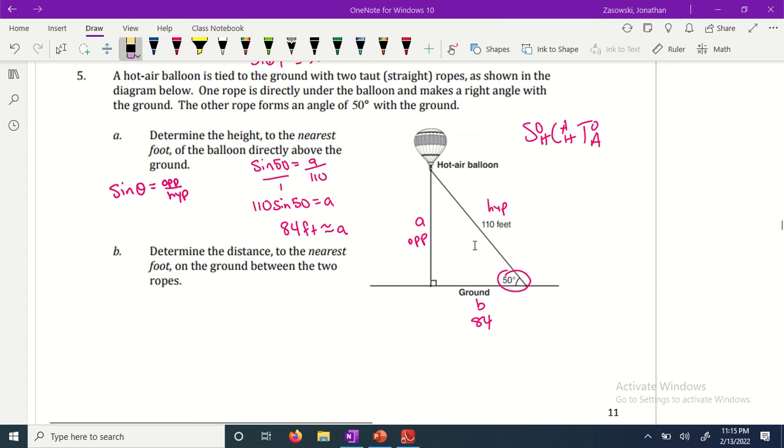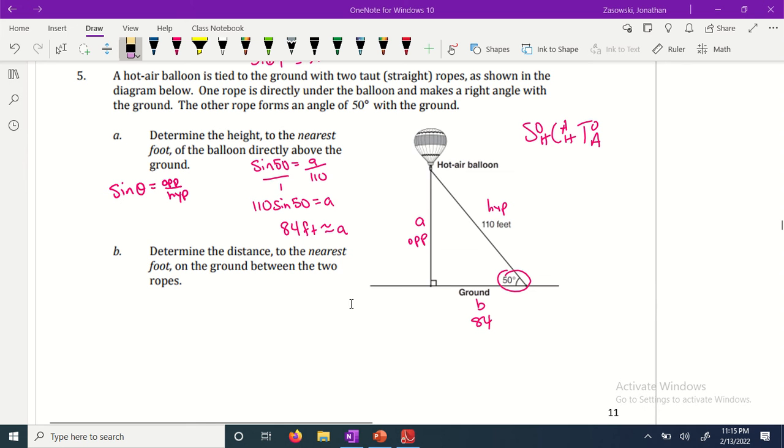Okay, so we have a couple options here. Number 1, we want to figure out the measure of A. So we're going to use sine to do this one. So sine of 50 equals opposite over hypotenuse. So that's A over 110. Cross multiply here to get 110 times the sine of 50 equals A, which gives us approximately 84 when we round to the nearest foot.